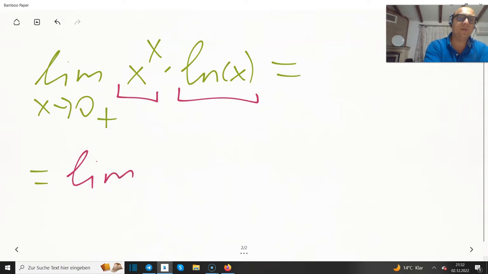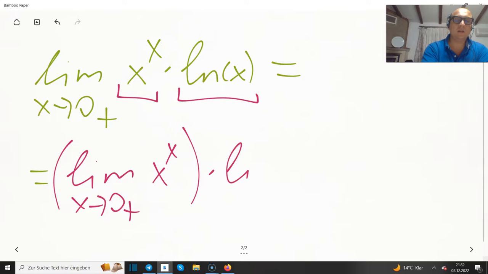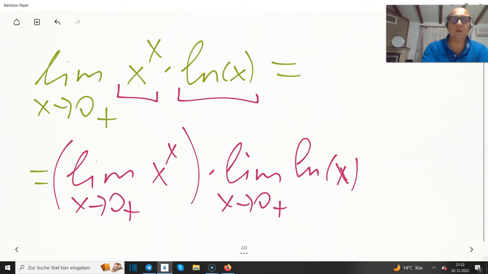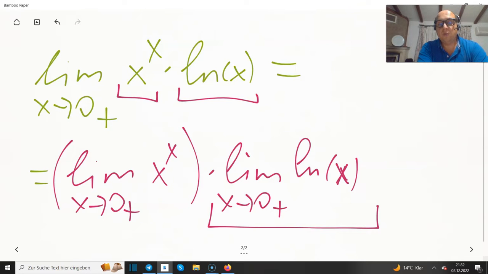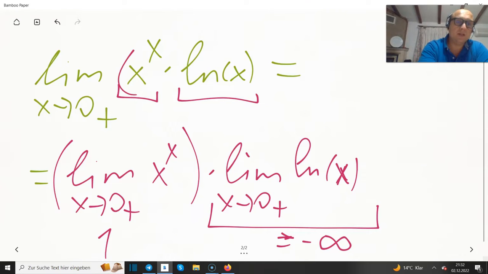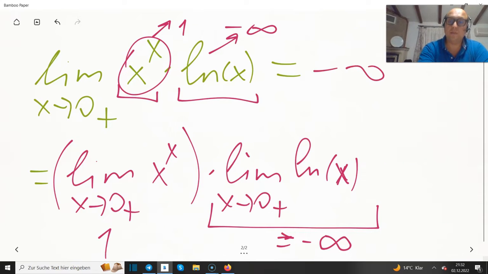Okay, so let's see. We have the limit x towards 0 from the right hand side of x to the power of x times the limit x towards 0 from the right hand side of ln of x. Should we do it? Well, you see, what's the problem here if this limit does not exist? And well, what do we have here? We have minus infinity, right? So this is minus infinity and this is 1. We proved it. So what is the result here? This is tending to 1 and this is tending to minus infinity. So the result here would be minus infinity, right?